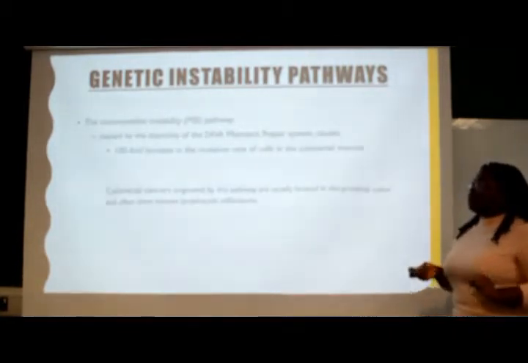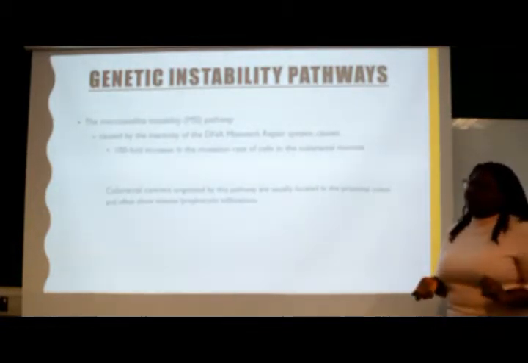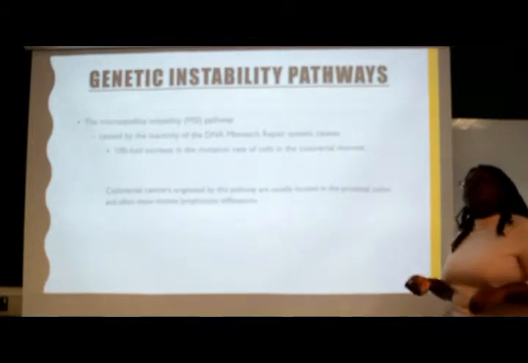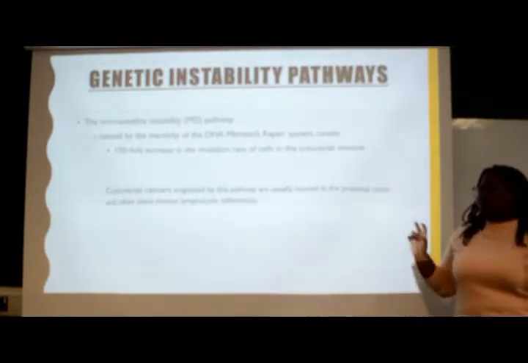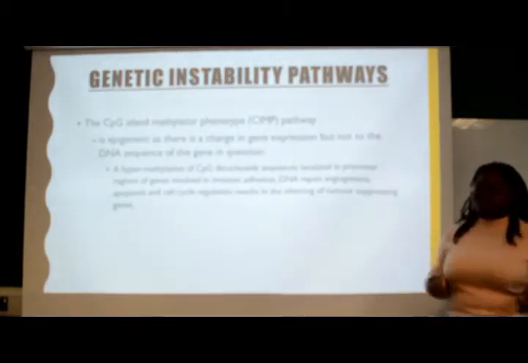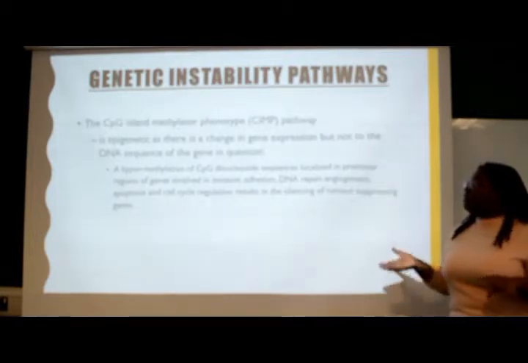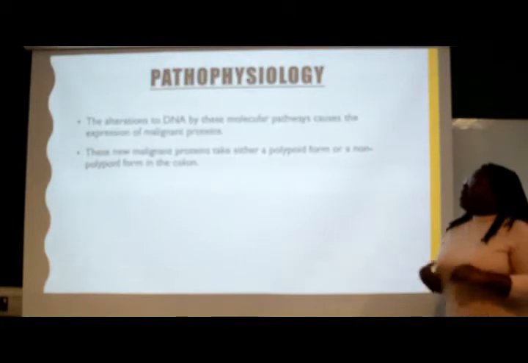The second pathway is the microsatellite instability pathway, which is caused by an inactivity of the DNA mismatch repair system, leading to a 100-fold increased rate of mutation in cells in the colorectal mucosa. The third is the CpG island methylator phenotype pathway, which is an epigenetic pathway, meaning that there is a change in gene expression but not to the DNA sequence of the gene in question.